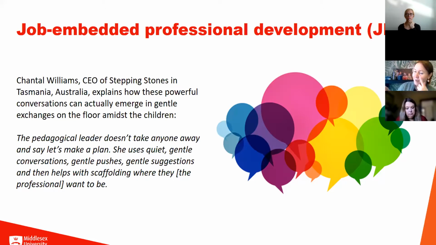So these can be conversations that are very much in the moment. Oh, I'm really interested in how you set this area up. Can you tell me more about it? How does that connect with the pedagogy of the setting? That's interesting.